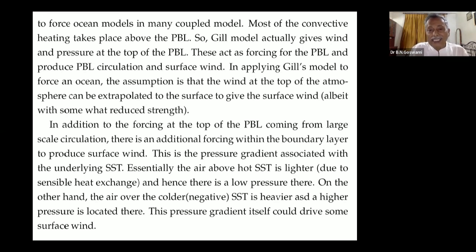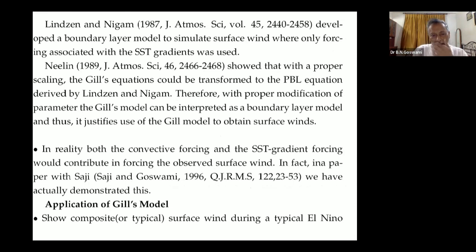Lindzen and Nigam did a study where the sea surface temperature gradients in the ocean itself can give rise to pressure gradients. These pressure gradients can give rise to the low-level winds. So the near-surface winds can be affected by sea surface temperature gradients, as well as forced by upper-level atmospheric heating above the boundary layer, which will also force winds at the boundary layer. These two things have to be combined, and we did a simple study some time back to show that.